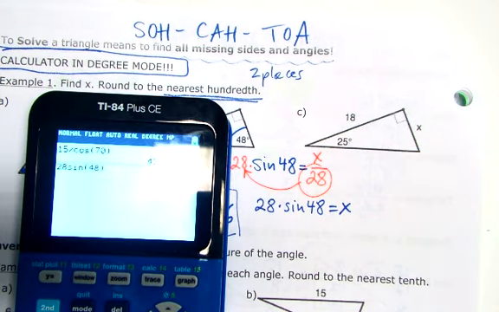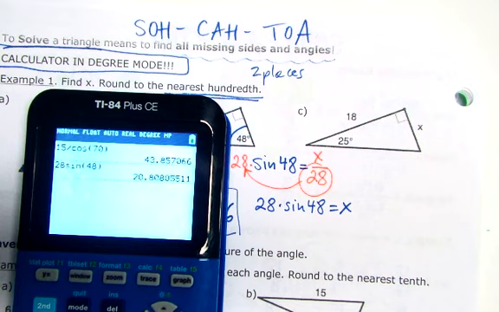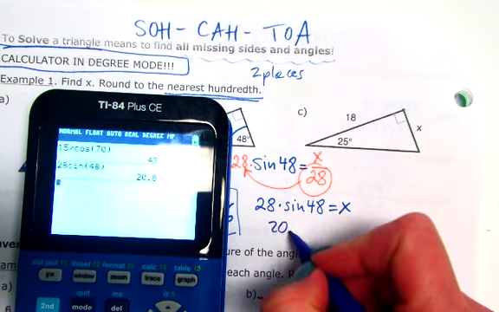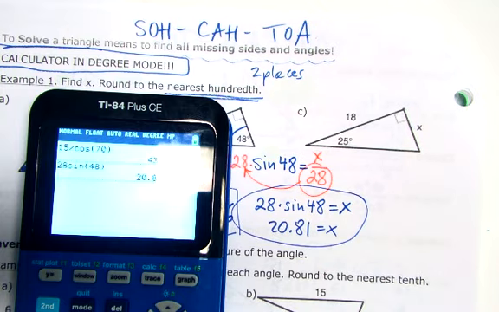28 sine of 48. The times is optional on the calculator. It's going to know to multiply. My calculator gave me 20.808 and so on. So how do we round it to 2 places? So it's going to be 20.81 equals x. So both of these would be necessary for your answer.